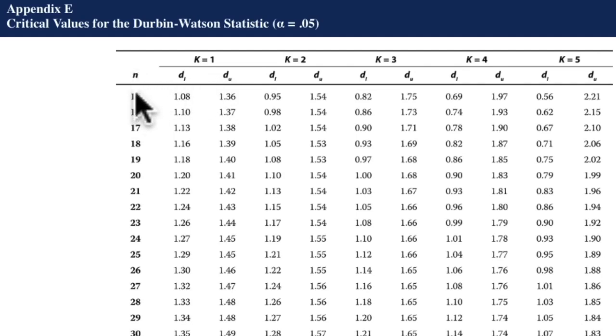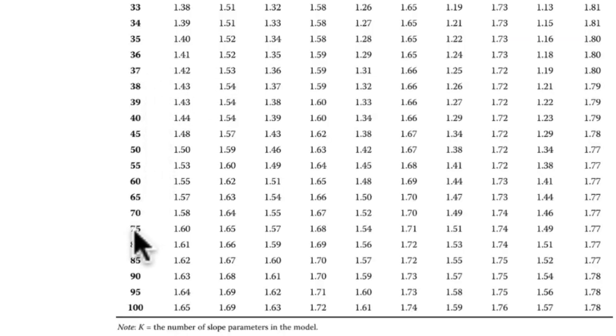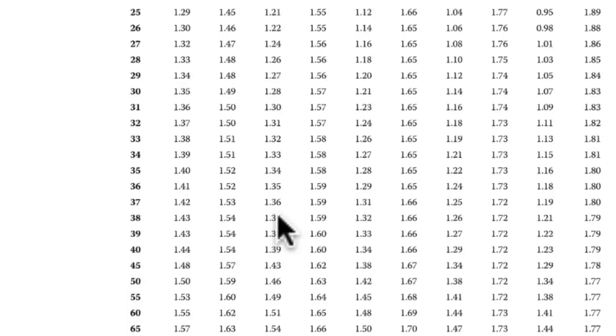There'll be a lower and an upper value for the Durbin-Watson statistic. Here's our degrees of freedom. And remember, our degrees of freedom is our sample size. We scroll down to 75. These 2 rows are under K equals 1. Our lower limit is 1.6. Our upper limit is 1.65. So if our Durbin-Watson statistic comes in below 1.6, we would need to reject the model. We have serially correlated errors. So that's basically how you read this.